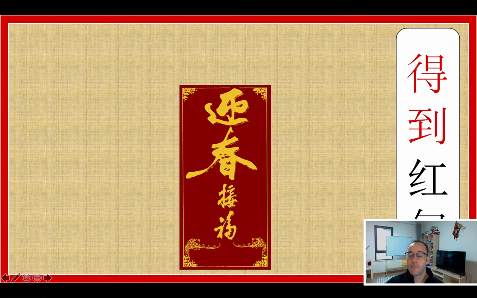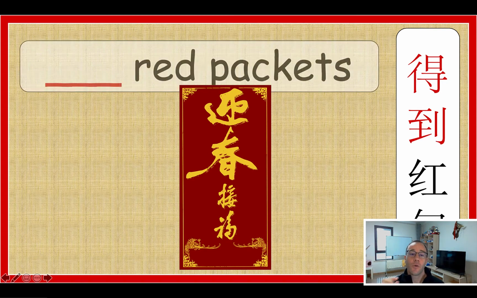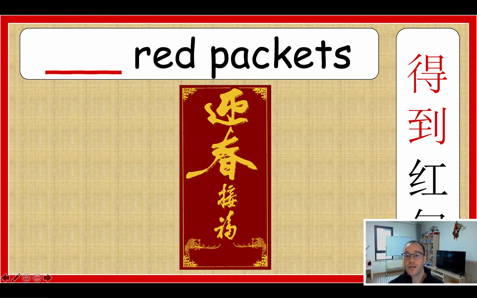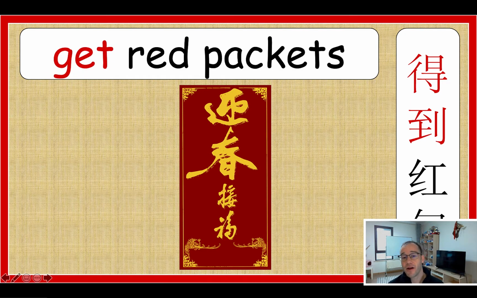Now, the way I set this up is I want to first see if anyone knows what it is. Of course, they'll raise their hands. And again, same thing, gauging what they already know. And then I'm showing it like this. So I want to teach this in two parts. There's the red packets, or you can change it to red envelopes or whatever you want to call it. And then see if they know what the verb is. Okay, so in this case, all the verbs are in red, and I want to see if they know what it is. Okay, so it's get red packets.